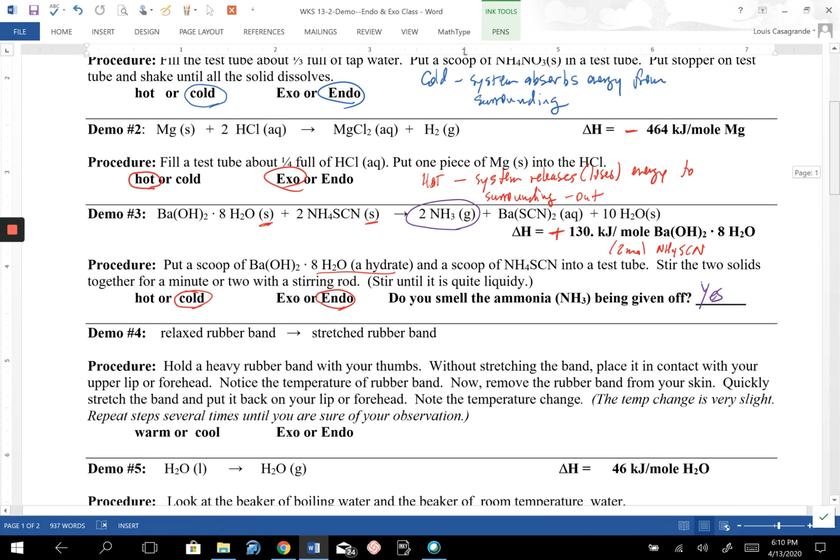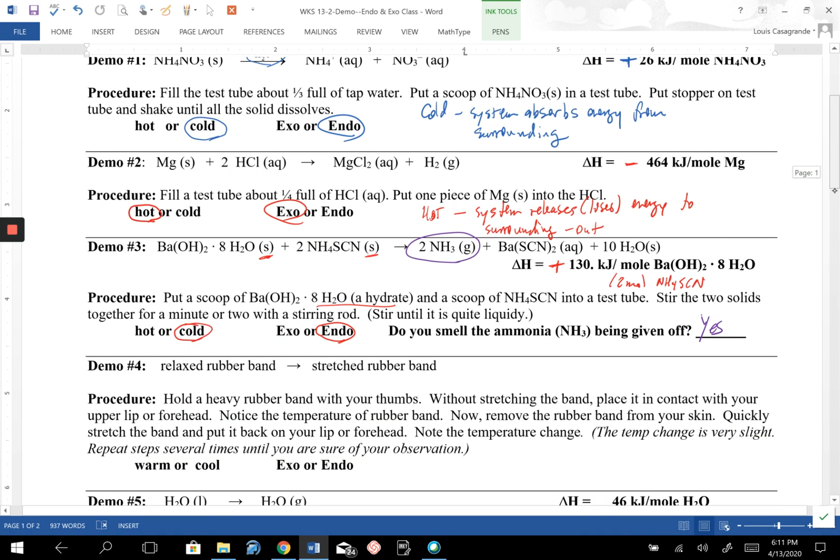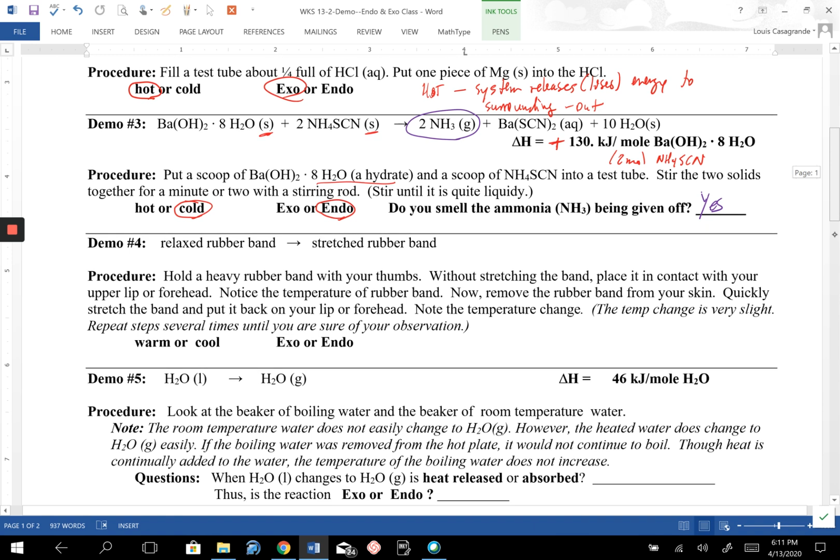Now, the next one, you can do this one, and if you have your relaxed rubber band, don't stretch it yet. What you want to do is hold the rubber band. It's got to be a pretty heavy one. It's got to be a thick one. Don't get a thin one, otherwise you won't be able to feel anything.